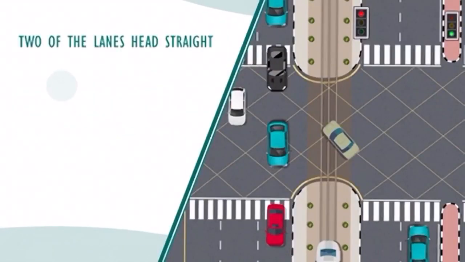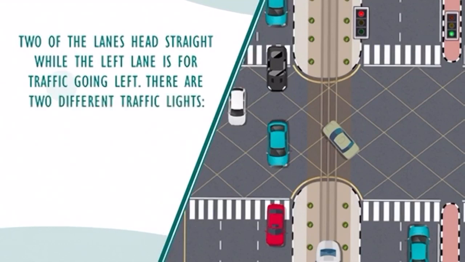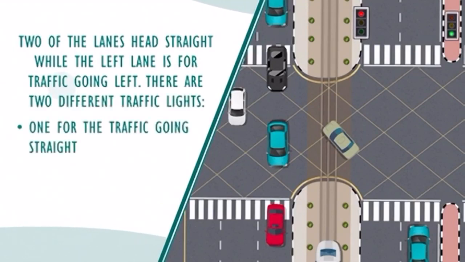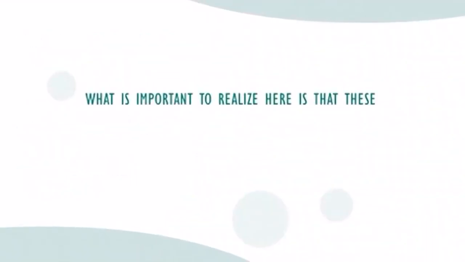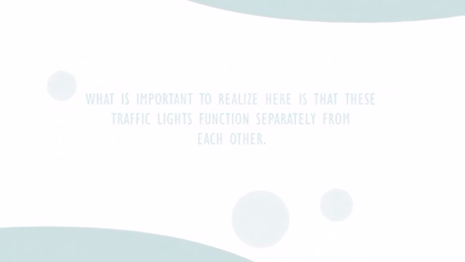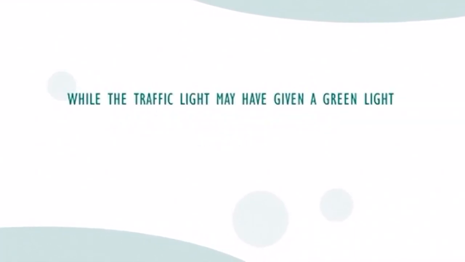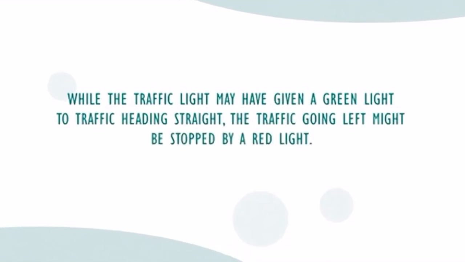Two of the lanes head straight while the left lane is for traffic going left. There are two different traffic lights, one for the traffic going straight and one for the traffic going left. What is important to realize here is that these traffic lights function separately from each other. While the traffic light may have given a green light to traffic heading straight, the traffic going left may have been stopped by a red light.